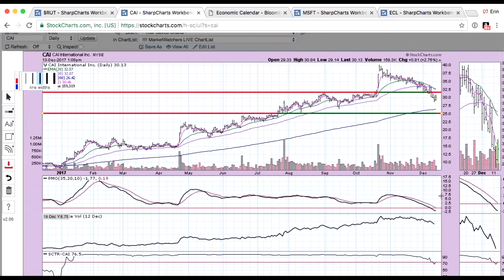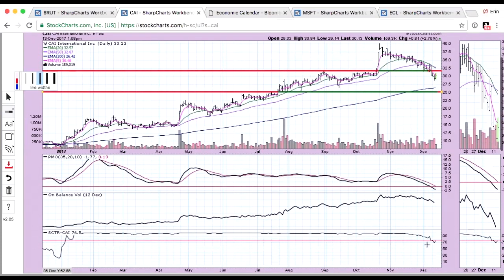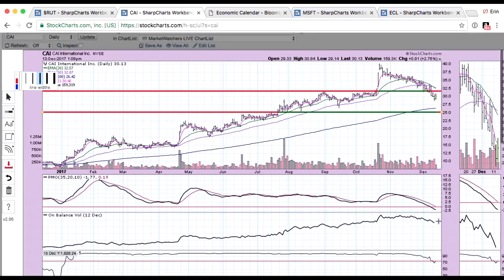As soon as you see a PMO go below the zero line, that's telling you that in the intermediate to long term, there's some serious problems here with momentum. And look at this, OBV is on the decline. This was a very hot stock for a long time, and of course, it makes sense, as among its peers it was rallying very nicely. But the scooter is starting to fall off a little bit along with that OBV.